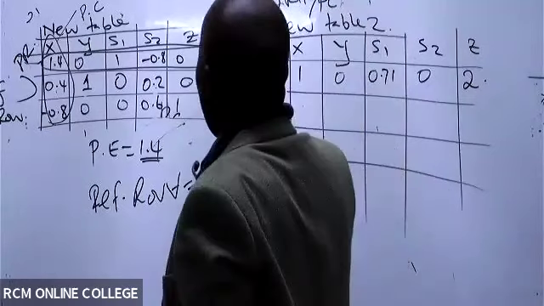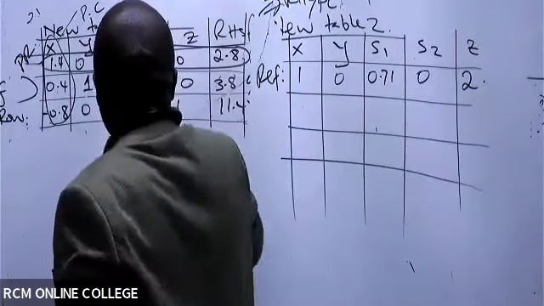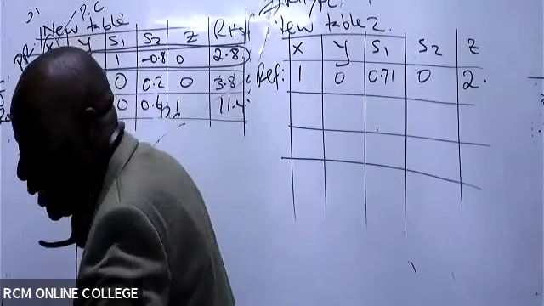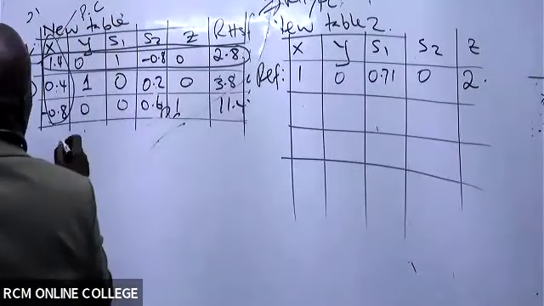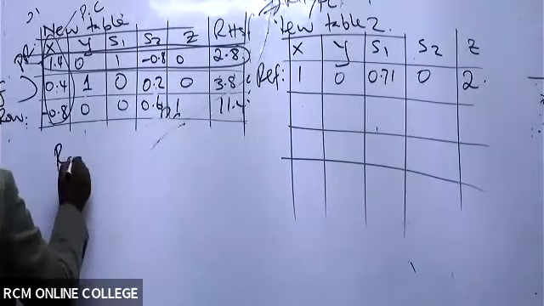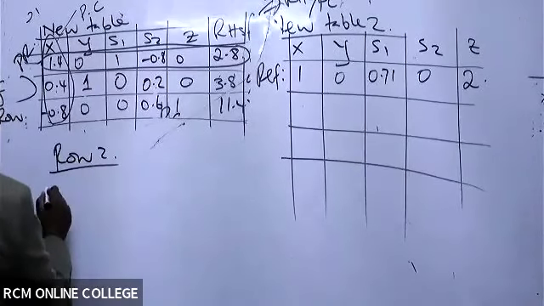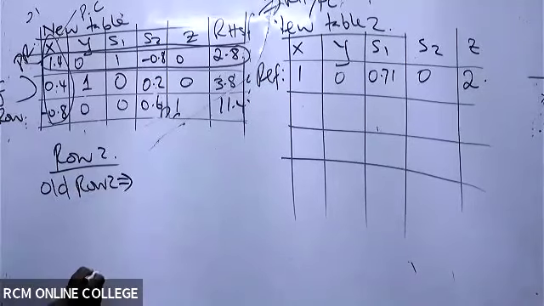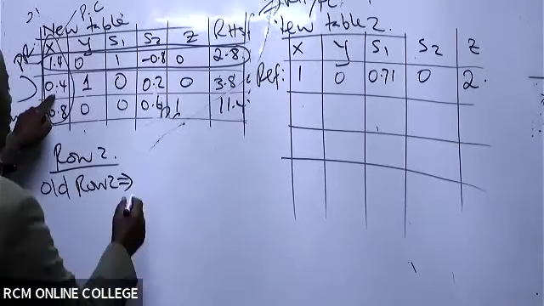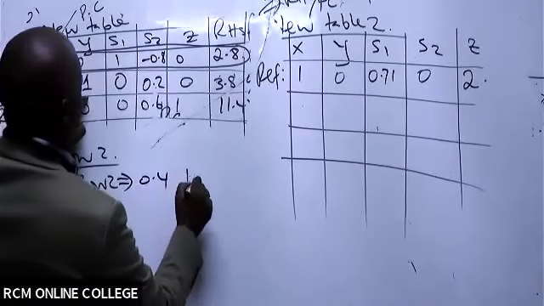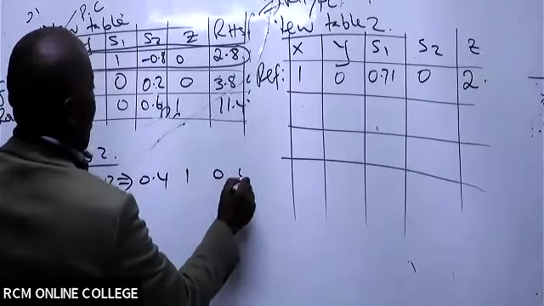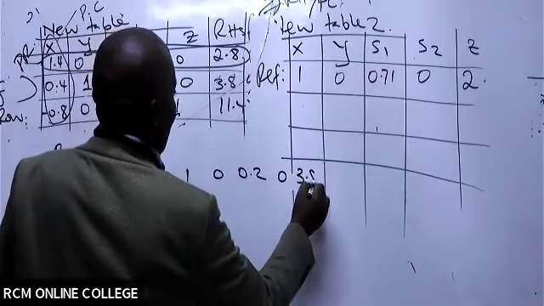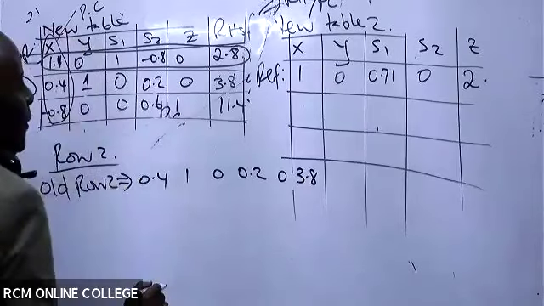So then we have 2 rows missing. For these 2 rows which are missing, use row reduction and give me their figures. So come here and give me row 2. We have the old row 2. So old row 2, what do we have here? We have 0.4, 1, 0, 0.2, 0, and then 3.8.